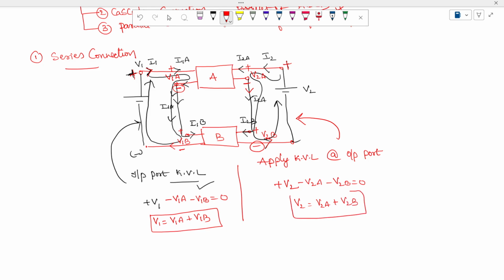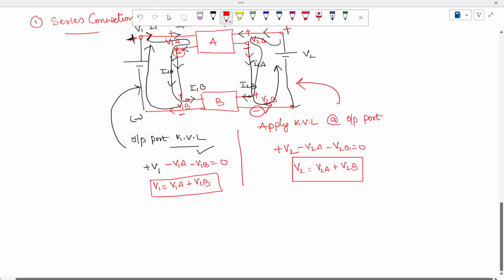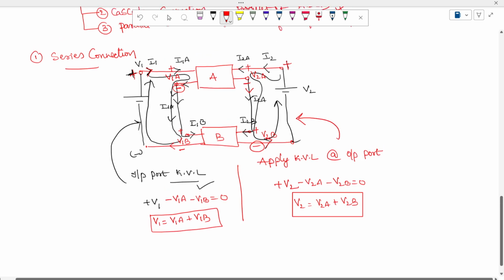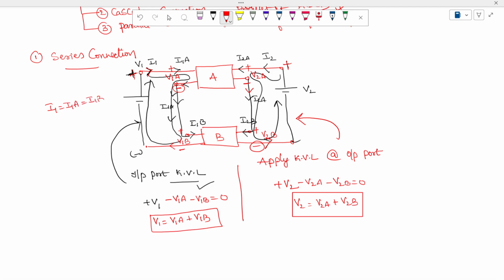So this is the second equation we are going to get. When you check here, the currents are the same, so I can write I1A is equal to I1B, which forms a closed path. I1 flows like this, and this current I1A flows like this, and the current will flow into the network as I1B, and it forms a closed path.